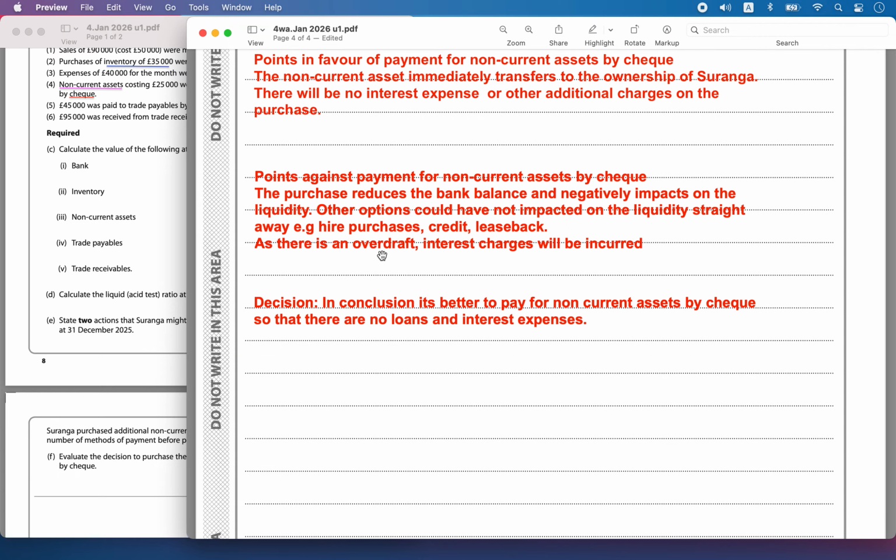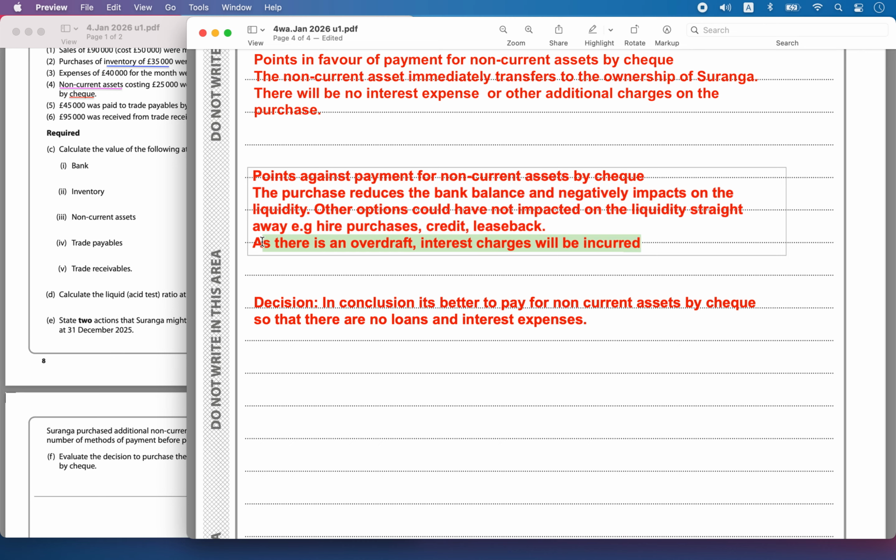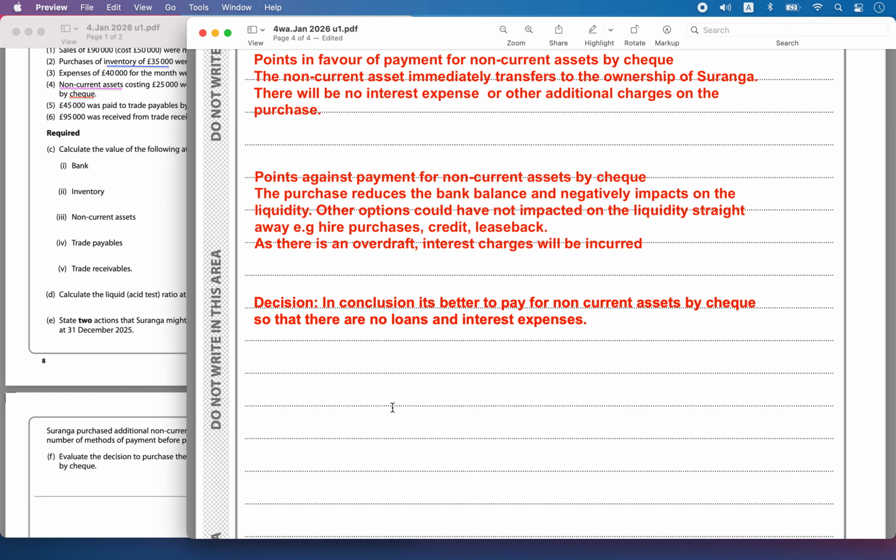This purchase will reduce the bank balance and negatively impacts on the liquidity. Other options could have not impacted on the liquidity straight away. For example, hire purchase. If she uses hire purchase, I take it for a rent, or a lease method, or a credit method. As there is already an overdraft, interest charges will be incurred, so overdraft interest will also occur.